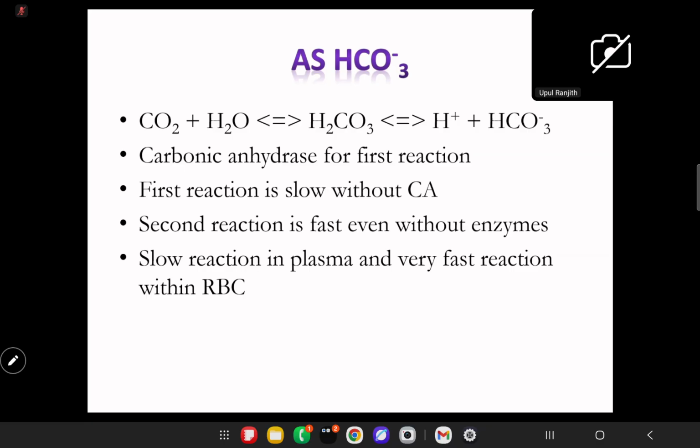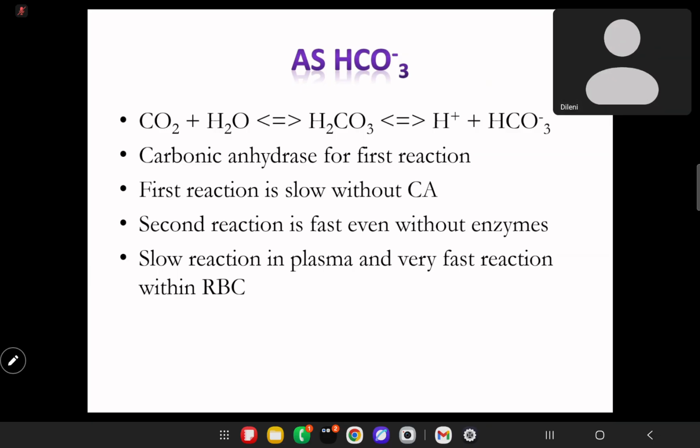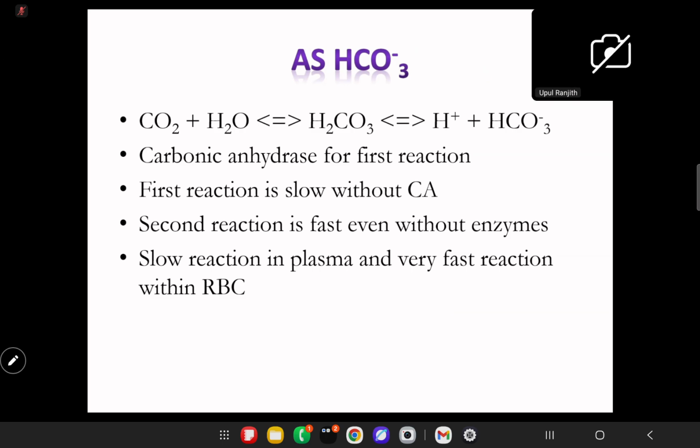True or false? Carbonic anhydrase. I can't see your faces there, therefore you can answer. Right? True. No. Only inside the red blood cell, right? So not found in the plasma.